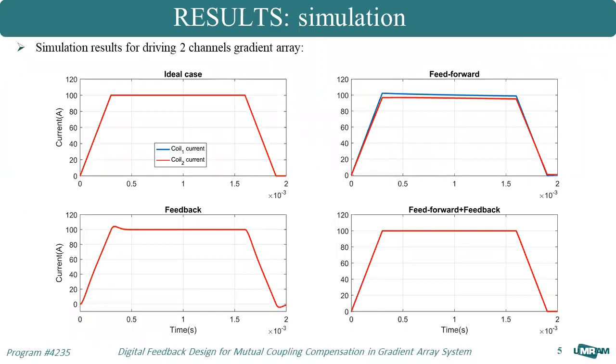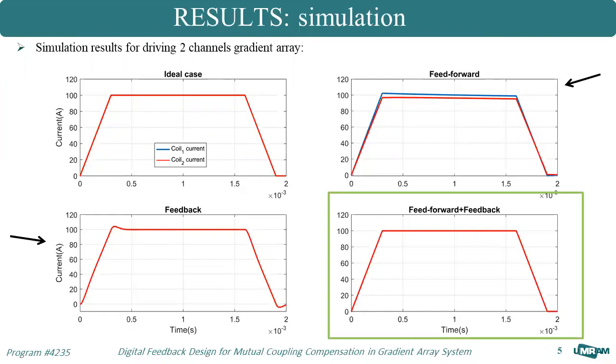We compared the results of feed-forward only, feedback only, and the combination of feed-forward and feedback in simulation for 2 channels. In the simulations, we considered second-order behavior for the gradient coil with amplifier and applied 2% error for measurement parameters. To find the PID coefficients, we used the Ziegler-Nichols method. As shown here, feed-forward only cannot compensate for system uncertainty. Also, feedback only fails to correct the rising and falling portions due to mutual coupling. However, feed-forward plus feedback provides a good compensation for the errors.